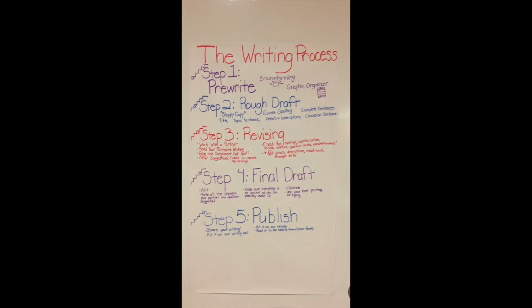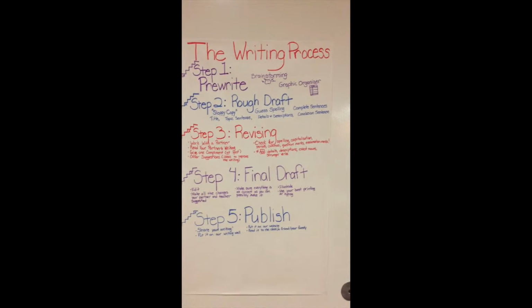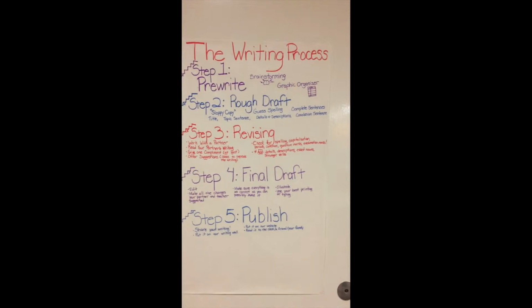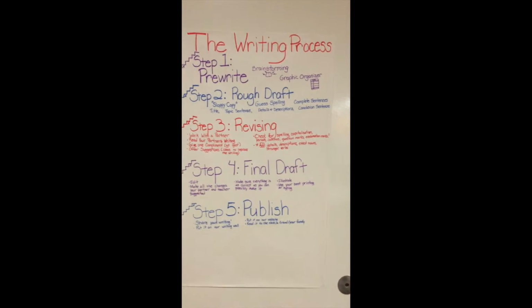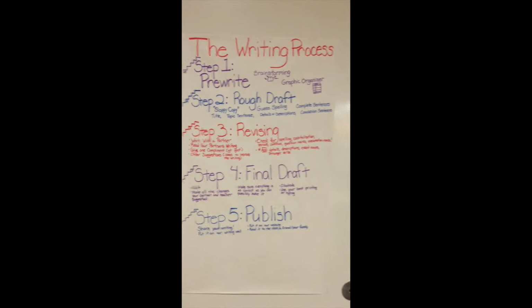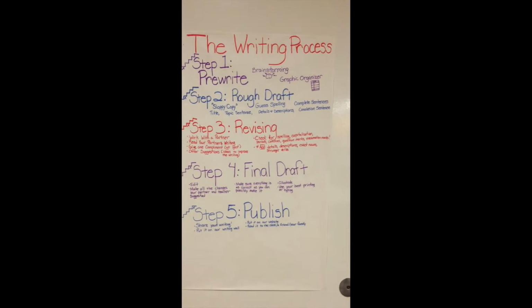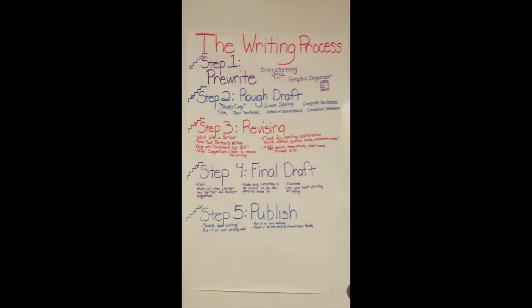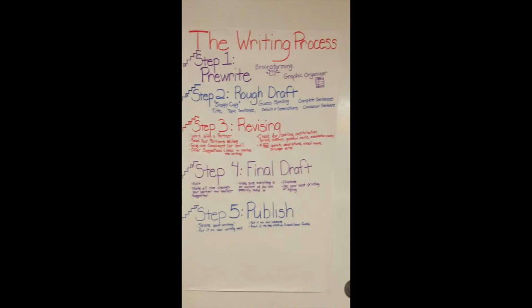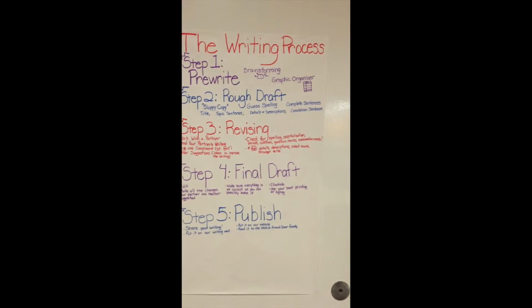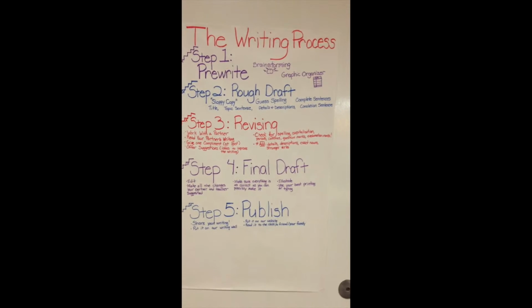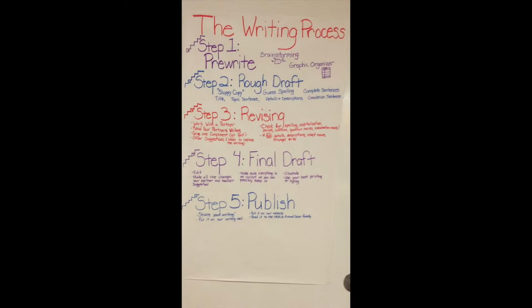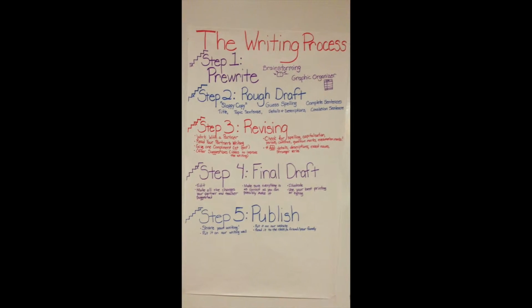Here are the 5 main steps for the writing process. Step 1 is a pre-write. And we're going to talk about each of these steps in detail in just a minute. Step 2, we're going to work on your rough draft or your sloppy copy. Step 3 is revising. Step 4 is your final draft or your final edit. And then step 5, we publish your writing. So let's break these down into each of the steps.